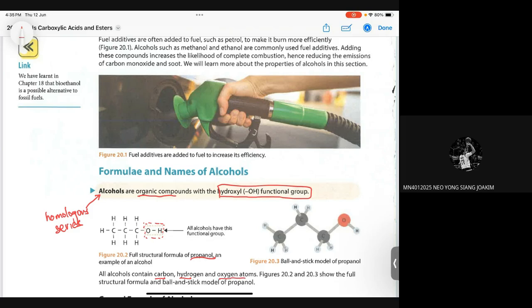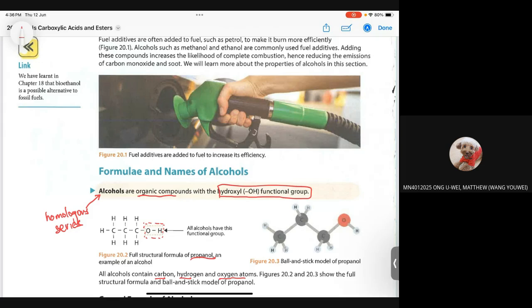they will also contain oxygen atoms. So, Kiran, help me. Can I call alcohols hydrocarbons? Kiran can talk, right? Kiran, hello. Okay, no, he can't talk. Never mind, Matthew, your turn. Can I call them hydrocarbons? No.